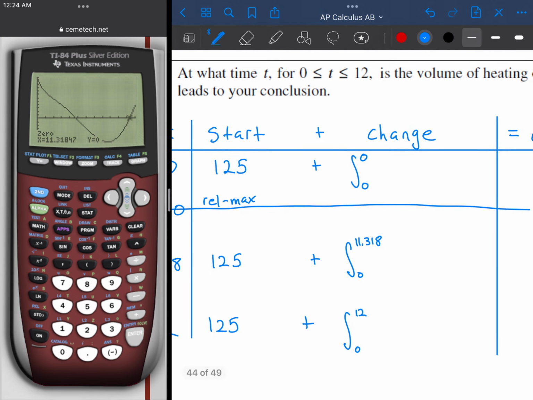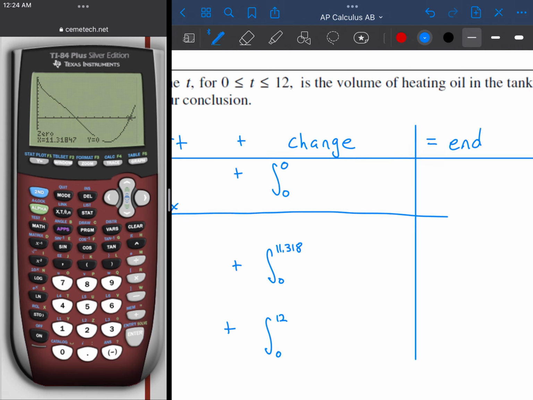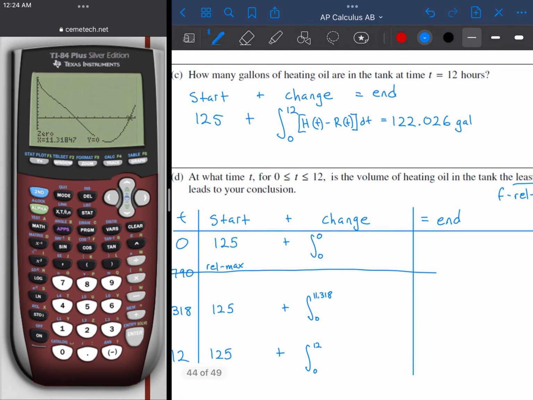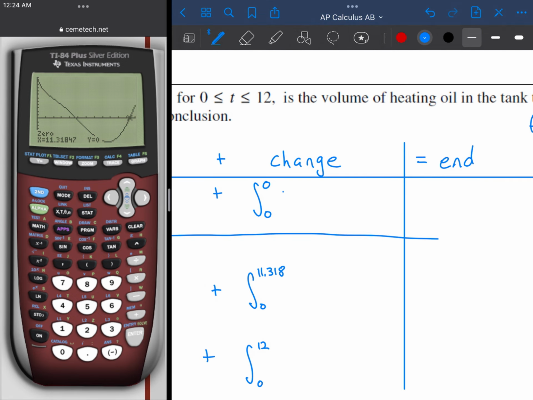Just punch these into the calculator. So that first one is pretty silly. You don't have to do anything. Oh, I should probably fill out these integrals. I keep reading my letters. Is it h minus r? Yep. So it's going to be capital H of t minus capital R of t, that quantity dt. That was a lot of writing.